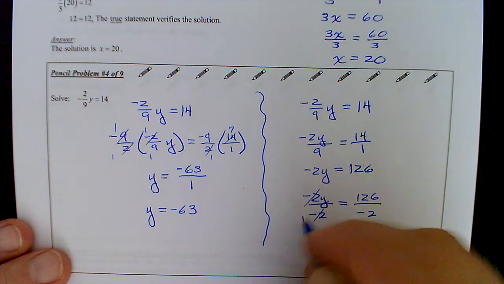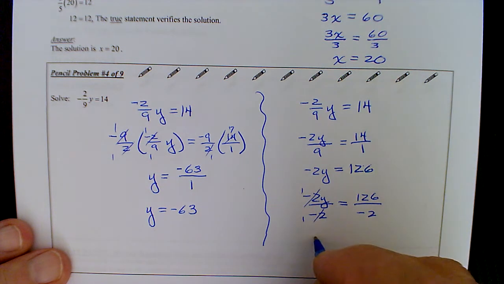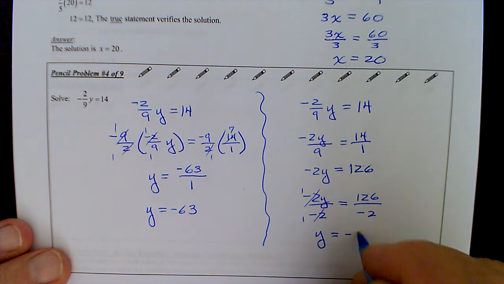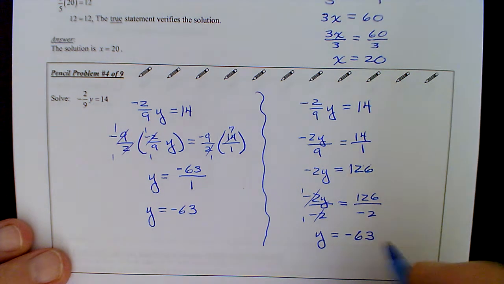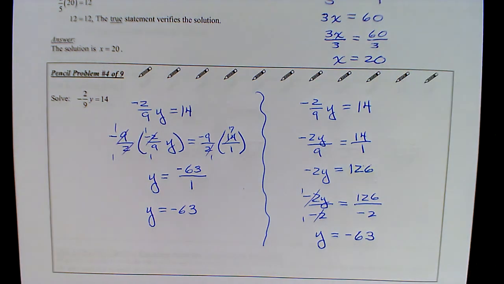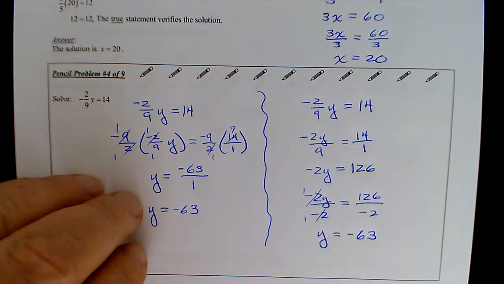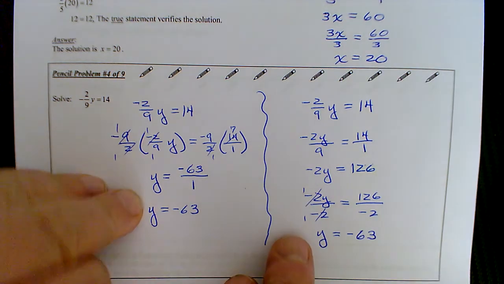See, these guys cancel again, replaced by 1s. Gives you 1y over 1, 1y, or just y. Do the arithmetic. We get -63. So your choice as to how you want to proceed.